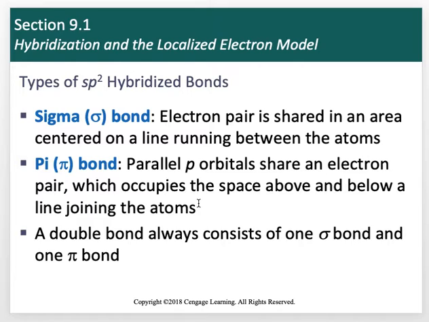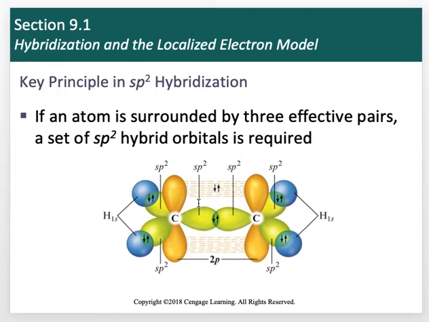For the purposes of our class, it does not matter if you make the top the sigma bond and the bottom the pi bond, or vice versa. As long as in a double bond, one of them's a sigma bond and one of them's a pi bond, you've done it right. So what does this look like?